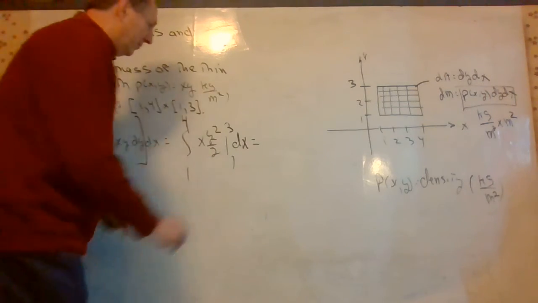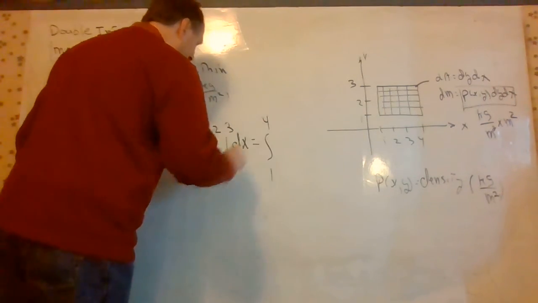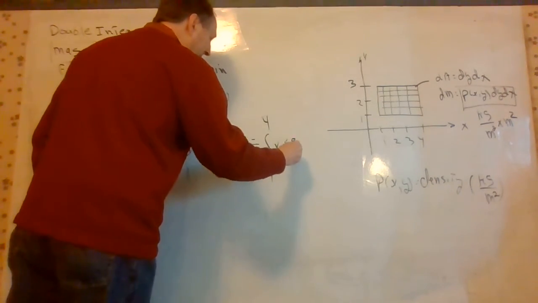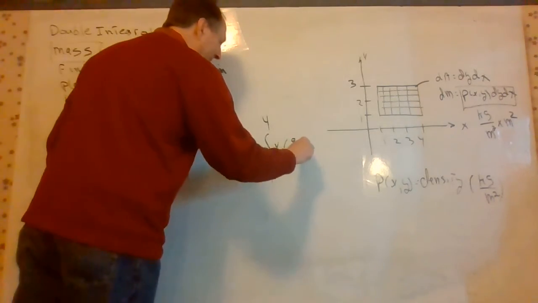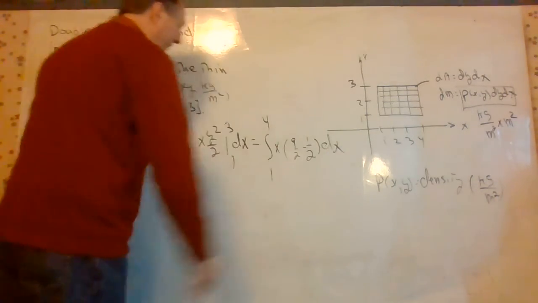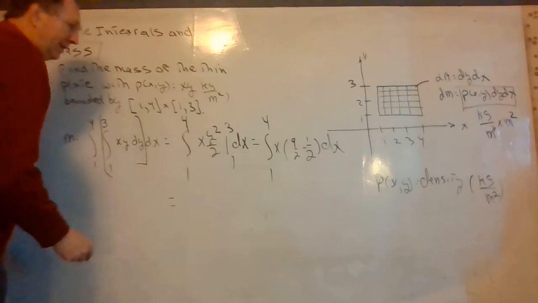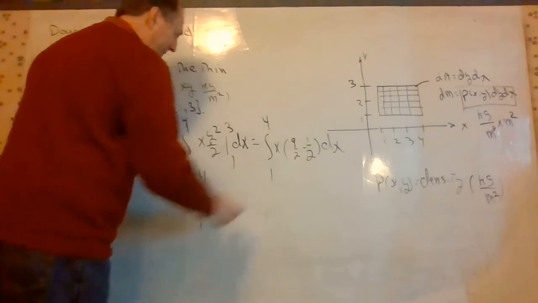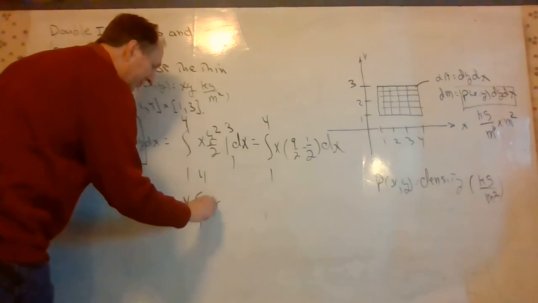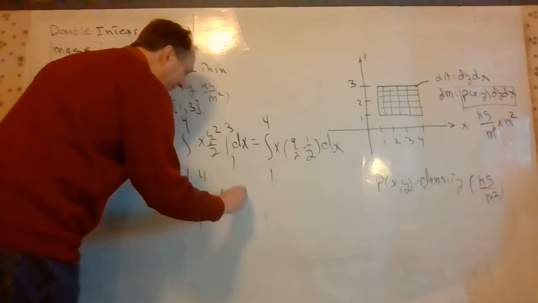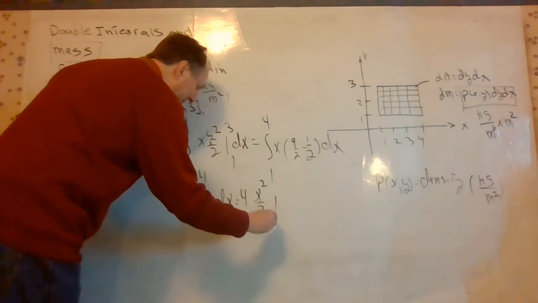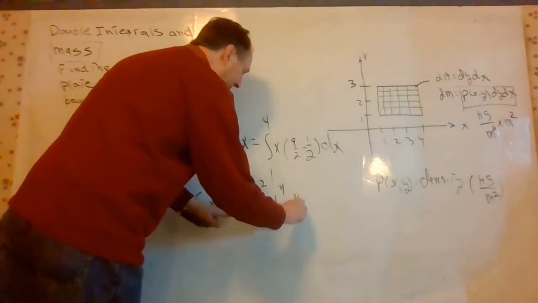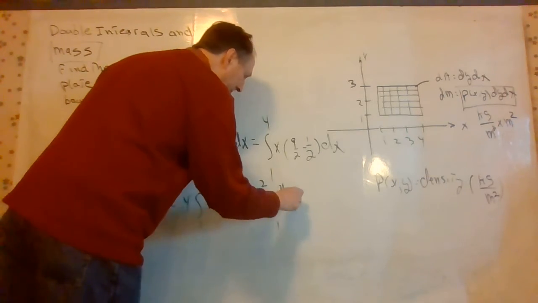Substitute 3, substitute 1. We get the integral from 1 to 4 of x times 3 squared over 2, which is 9 halves, minus 1 half, dx. And this gives us the integral from 1 to 4 of 8 halves, which is 4. You can put the 4 out front if you wish. And we get 4 times x squared over 2 from 1 to 4. And 4 over 2 is really just 2.